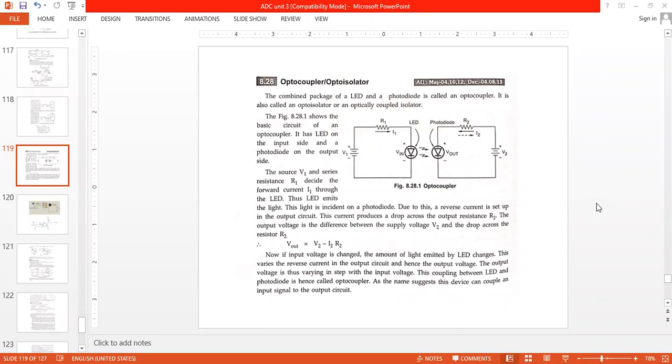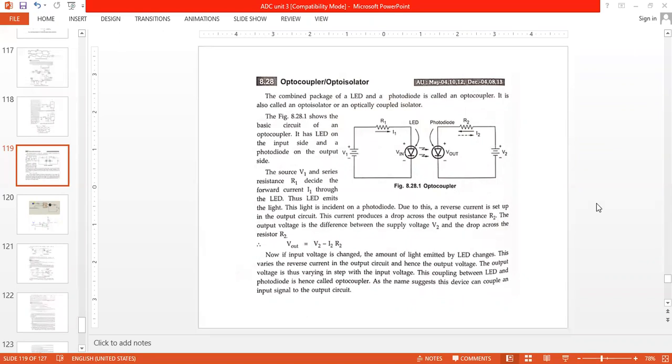Analog devices and circuits. Unit number 3, optocoupler and opto-isolator. The combined package of LED and the photodiode is called the optocoupler. It is also called an opto-isolator or an optically coupled isolator.